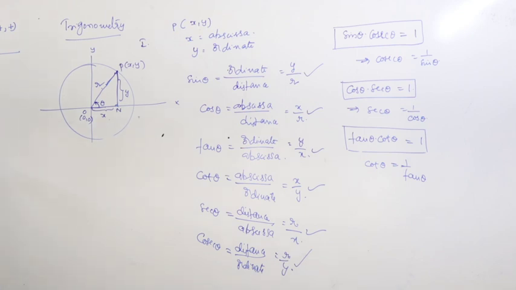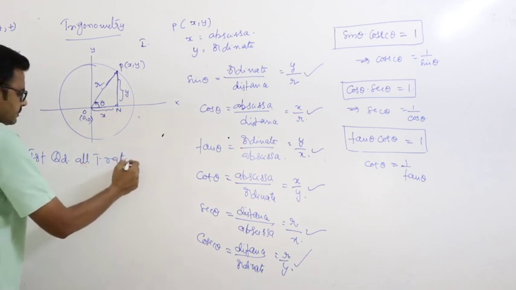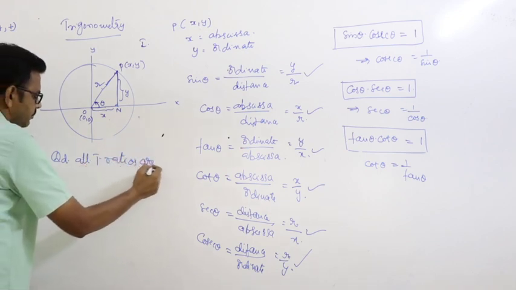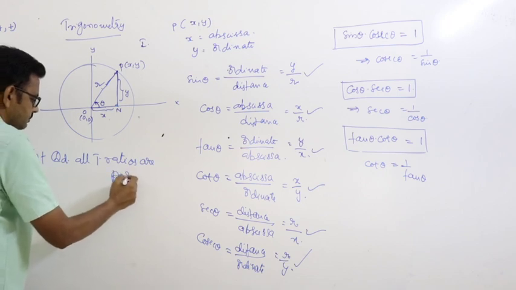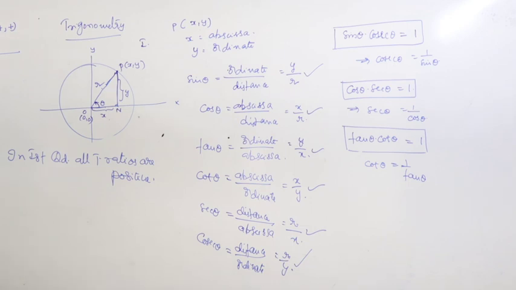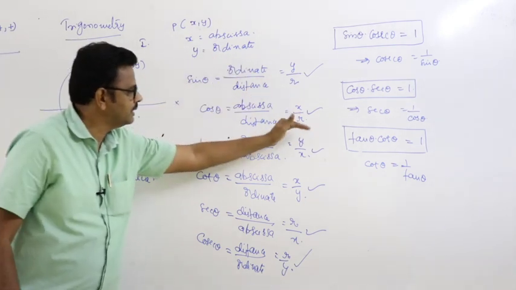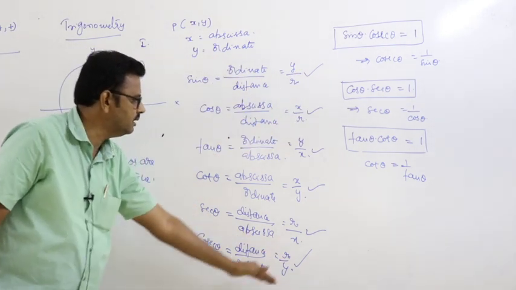So, in first quadrant, all trigonometric ratios are positive. Because x is positive, y is positive. So, r is always positive, distance, these are all positive.